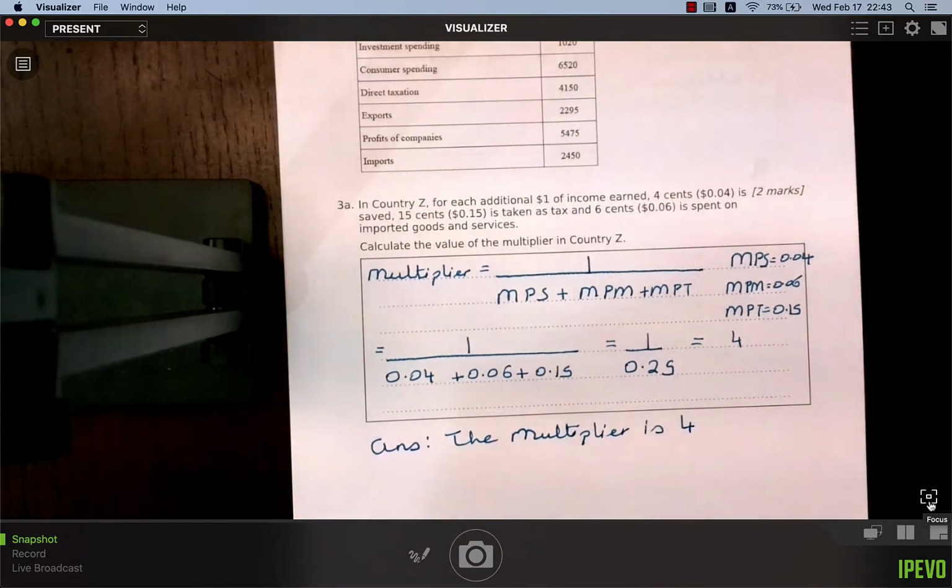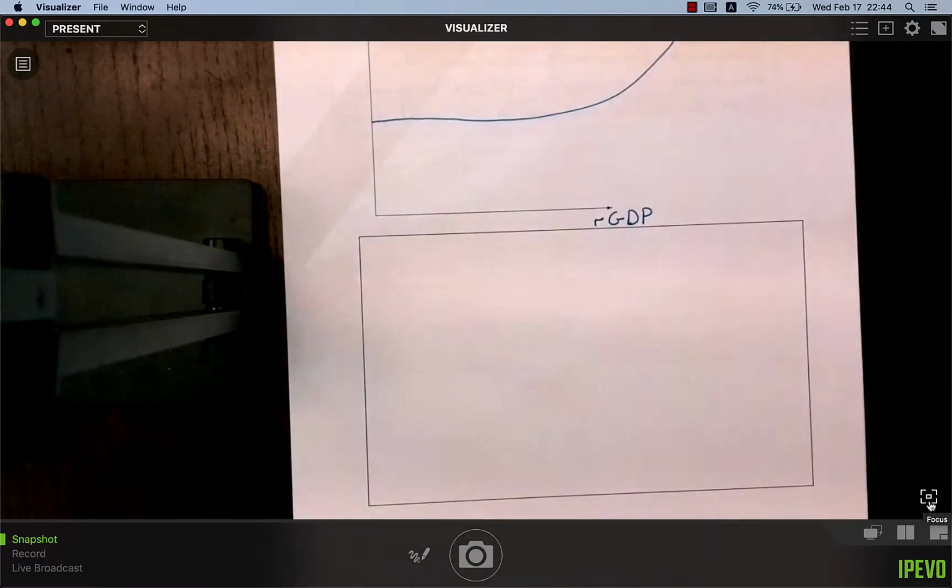Okay, what is the economic meaning of this figure? Well, any initial injection into the circular flow of income will cause national income to rise by 4 times that injection.